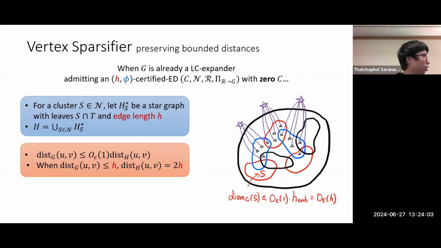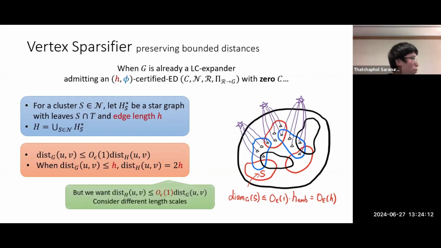So when the distance in G is smaller than H, the distance of the pair in this classifier will become 2H. But what we want is multiplicative approximations. But this is not easy to solve. We just need to consider different landscapes.